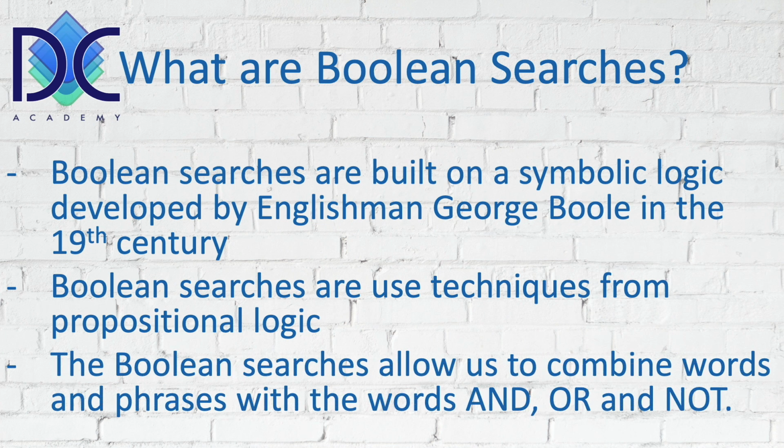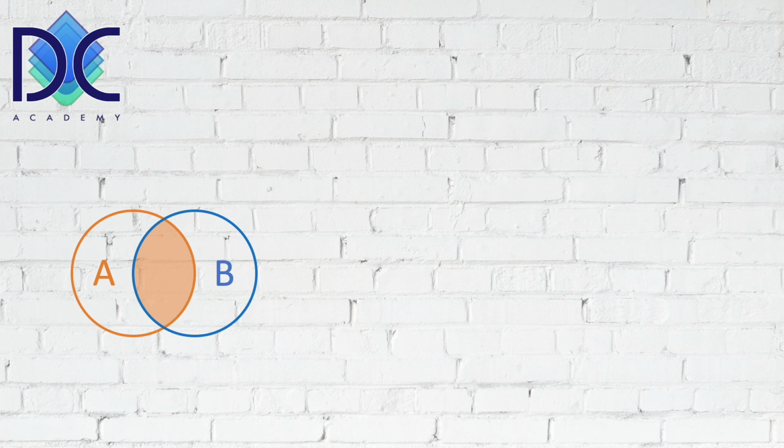Now, Boolean searches are basically using words to combine words and phrases, and they are using the words and, or, and not. So there are different ways to use that logic, and we will look into some examples.